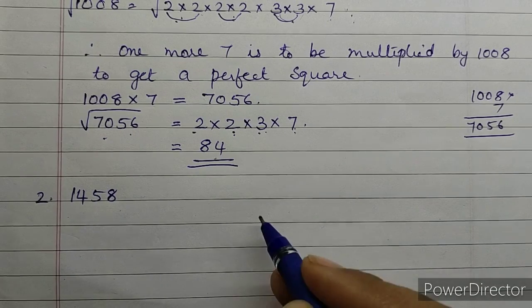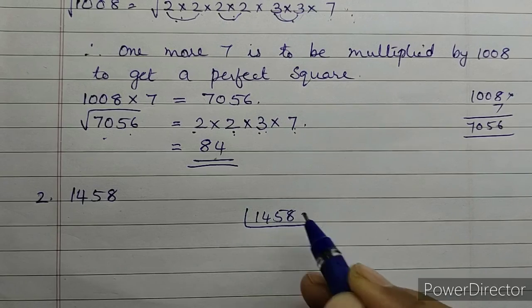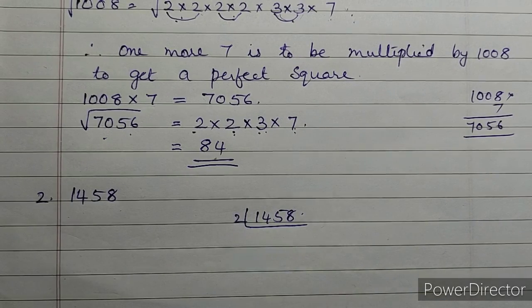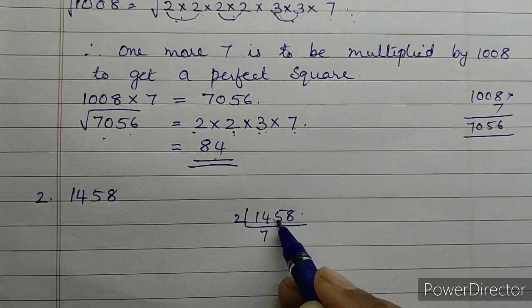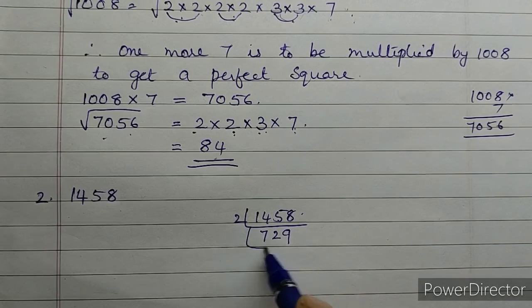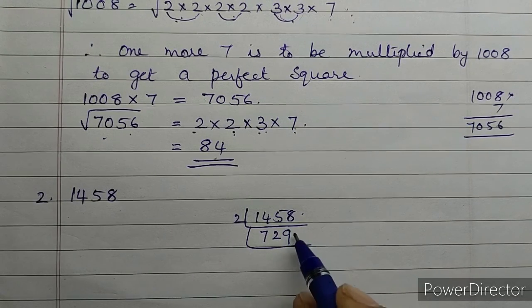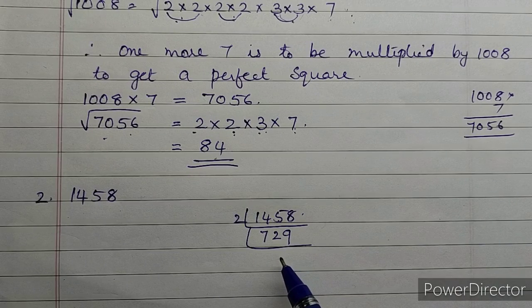1458. So first you have to do the prime factorization of 1458. Since it is an even number, you can start with 2 only. 2 sevens are 14, 5, 2 fives are 10, remainder 18, 9 times. So 729 is not an even number. So next prime number 3 you have to see.